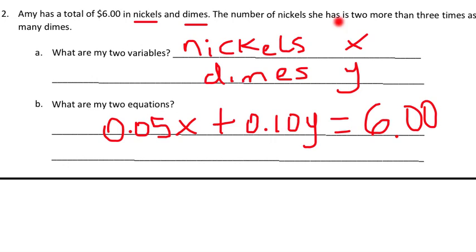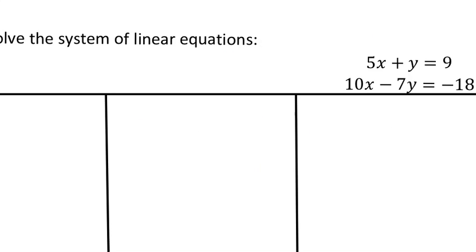Now the next equation says the number of nickels she has is 2 more than 3 times as many dimes. So what does that mean? It means that the nickels, which is my x, is going to be equal to 3 times the dimes plus 2 more. So it's going to be 3 times the dimes, but 2 more than that is plus 2, which is add 2. So these are my two equations.